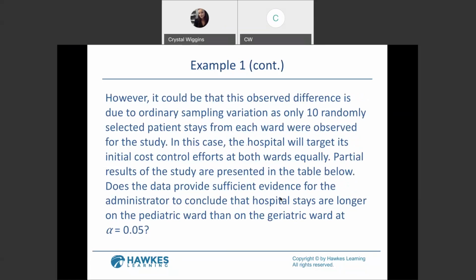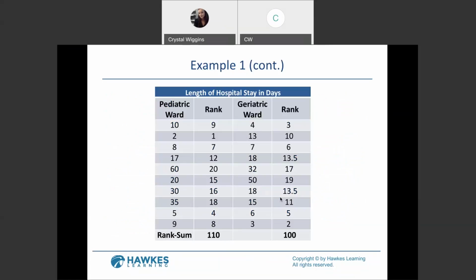Partial results of the study are presented in the table. Does the data provide sufficient evidence for the administrator to conclude that the hospital stays are longer on the pediatric ward than the geriatric using an alpha level of 0.05? So here's the data. We have our pediatric ward with the stay listed in days and the geriatric ward with its stay listed in days, and then the ranks have been done.